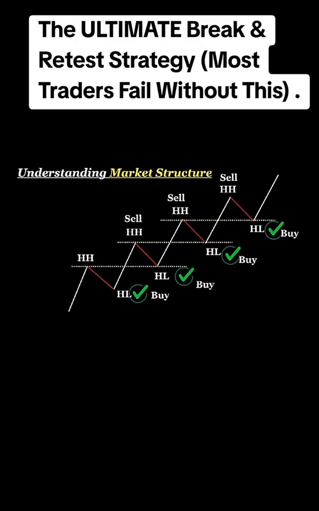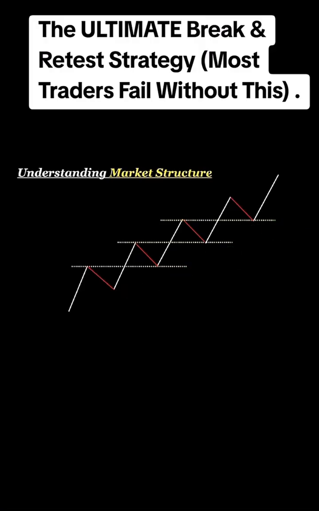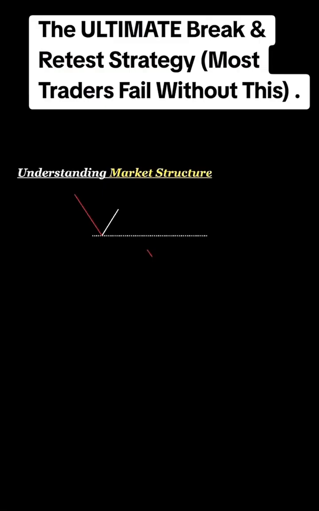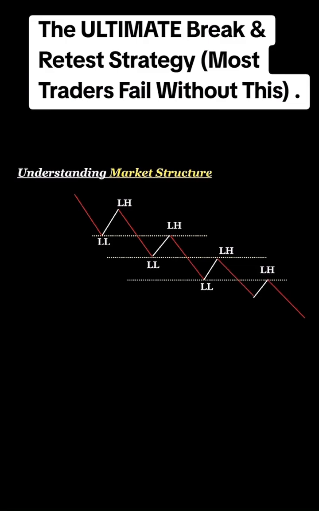That's why, in an uptrend, you don't just buy anywhere. You wait for price to retest a former resistance and show signs of rejection before entering. In a downtrend, price moves by creating a series of lower highs and lower lows, showing that sellers are in control. Here's what's happening behind the scenes.